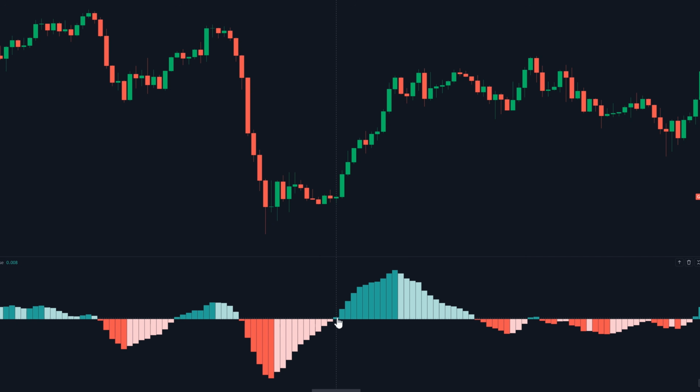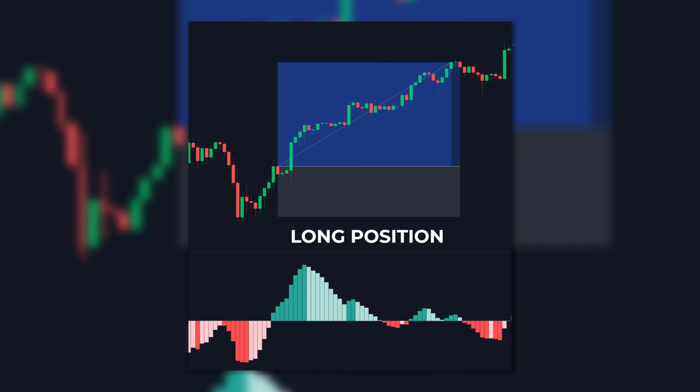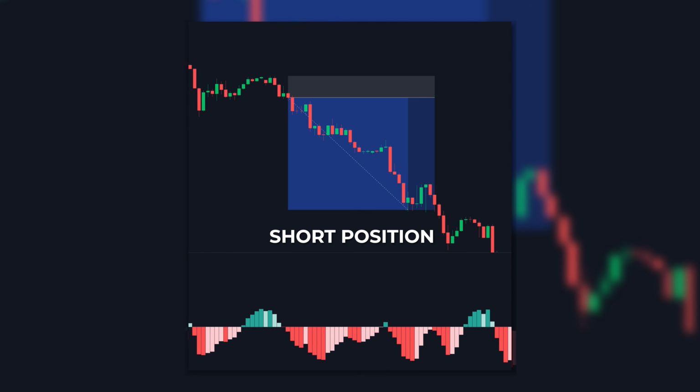Now, dark green histogram bars indicate that the bullish momentum of the market is increasing, but light green histogram bars indicate a decline of the bullish momentum. On the other hand, bright red histogram bars indicate an increasing bearish momentum. At the same time, light red histogram bars indicate a decline of the pre-existing bearish momentum. Take long positions whenever the histogram is dark green and short positions when the histogram is bright red.